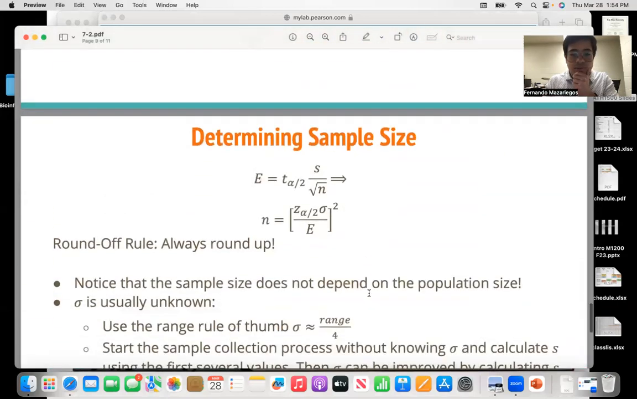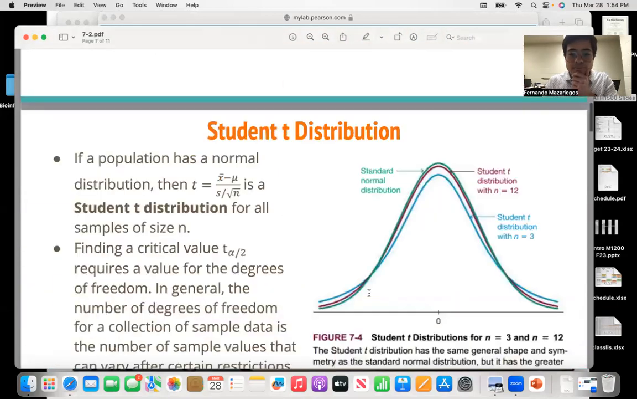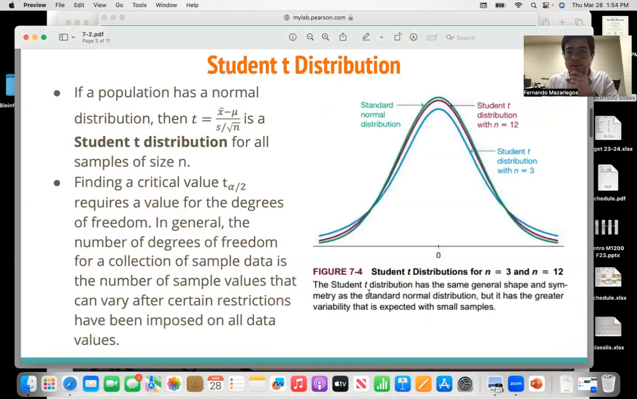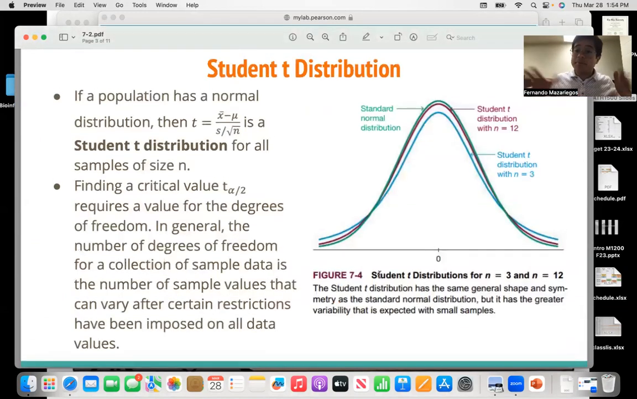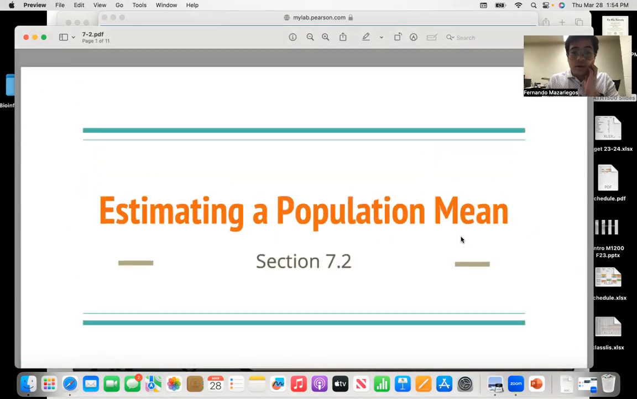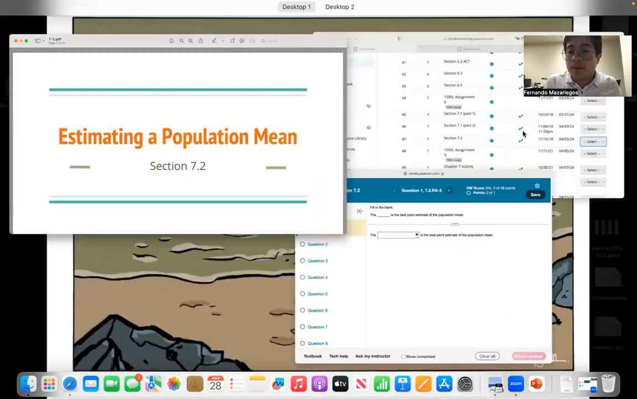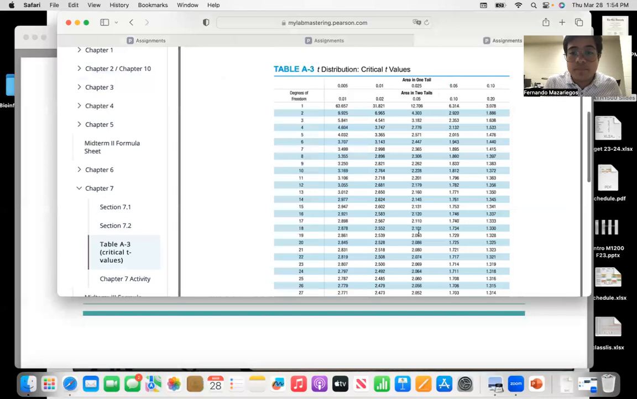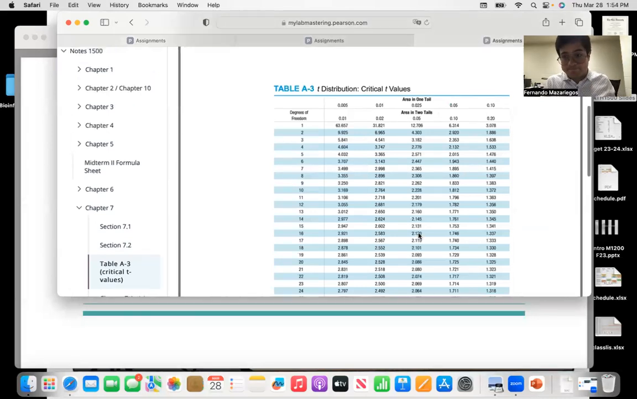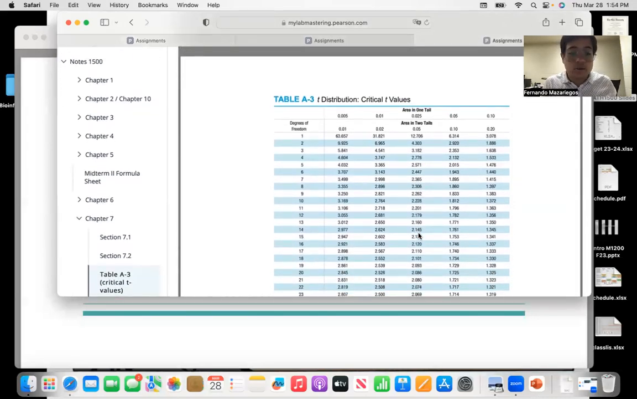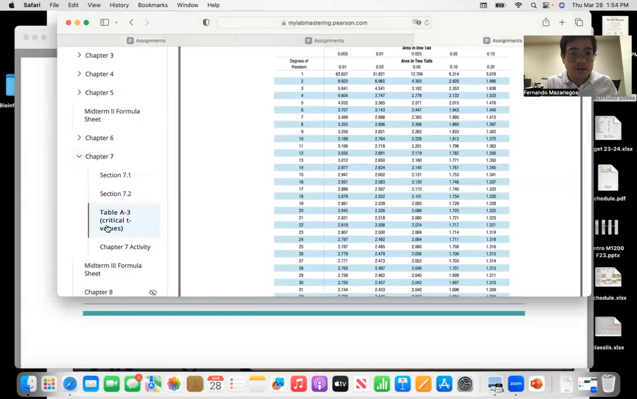which I must have here somewhere. It's going to look like this. The shape is bell-shaped as well, like a normal distribution, but the values differ, okay? And to calculate the areas on that, we will be using table A3. You can find this in the notes for chapter 7, right here.